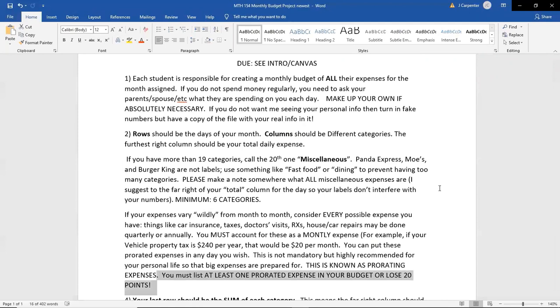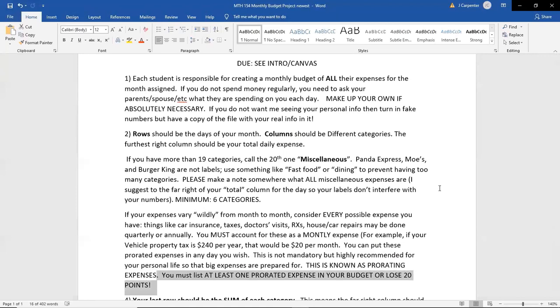So I've kind of axed that and just said, all right, you have to put at least one prorated expense in there, and please make sure that I know which one it is. So have a little memo somewhere. It says, hey, this expense on March 1st, or this expense on January 1st, or this expense on August 15th was my prorated expense. So that is a significant point loss if you don't do it.